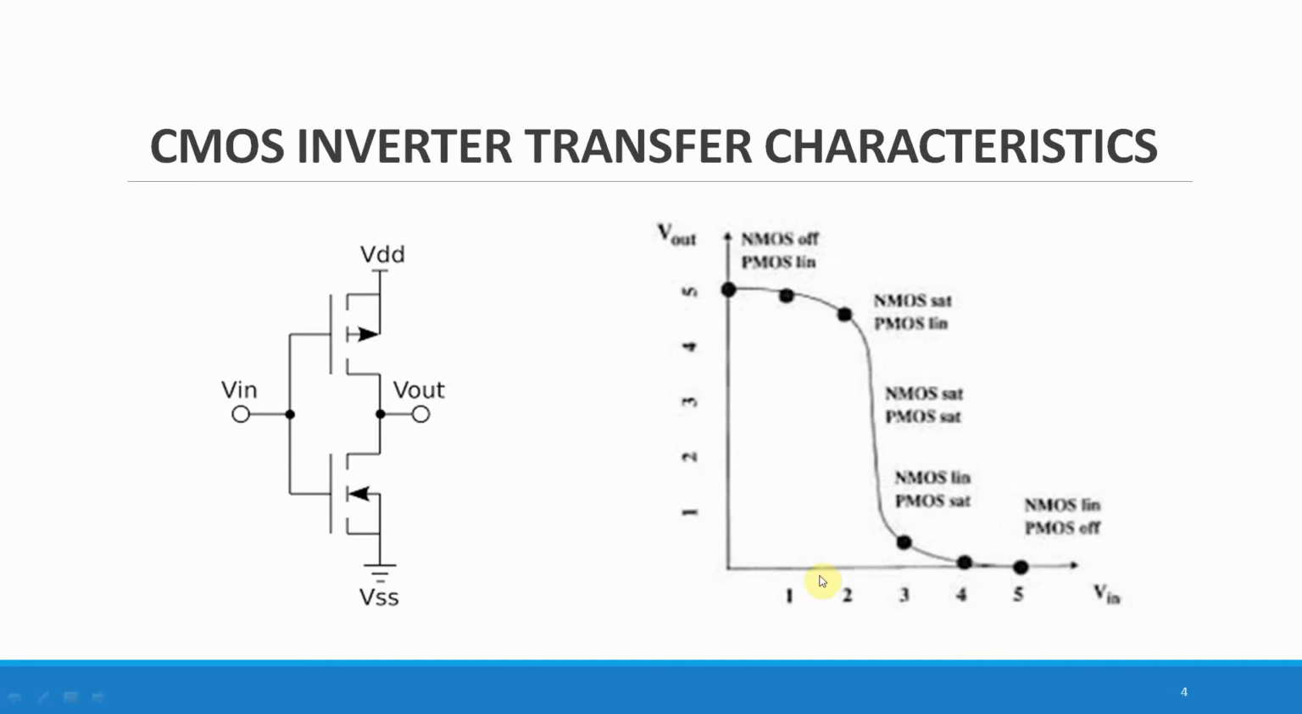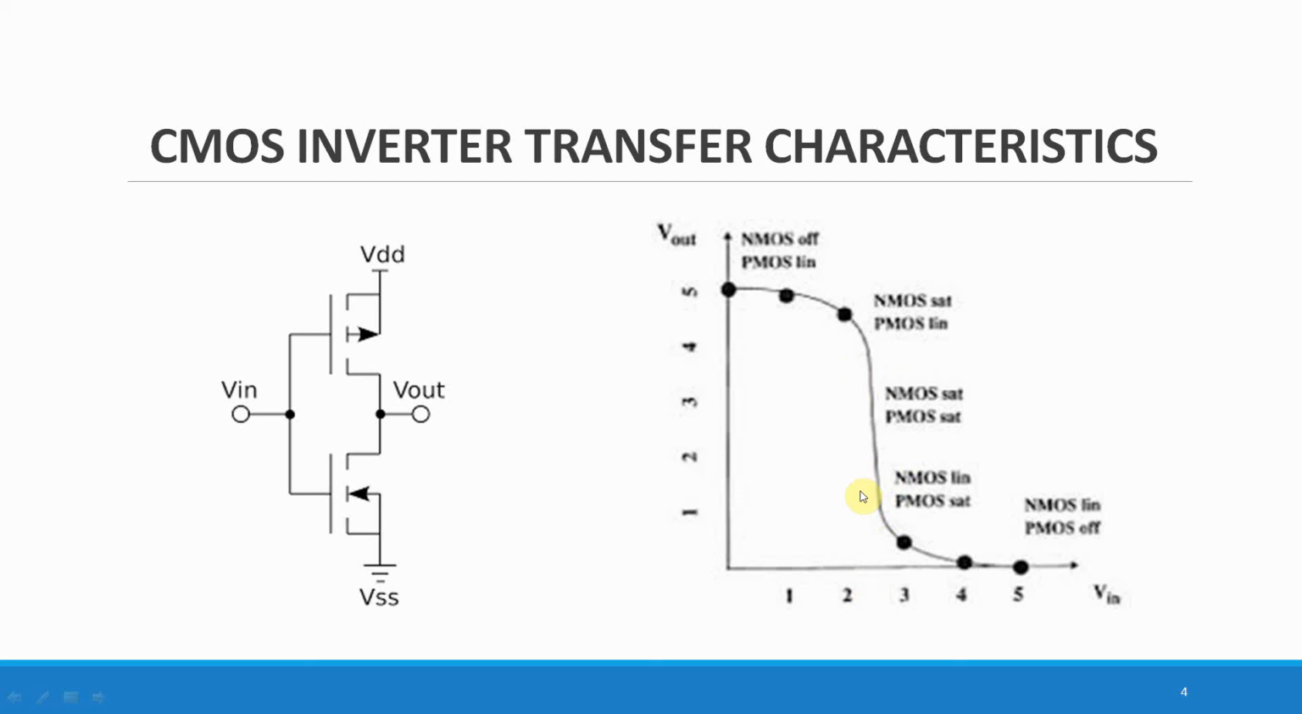Looking at this characteristic, we can infer that the output voltage is almost constant at 5 volts for the input range of 0 to 1 volt, and the output voltage is almost constant at 0 volt for the input range of 4 volts to 5 volts. This is the typical voltage range required in the datasheets. But you can see there is a sharp curve, where the voltage drops very sharply at about 2.5 volts.